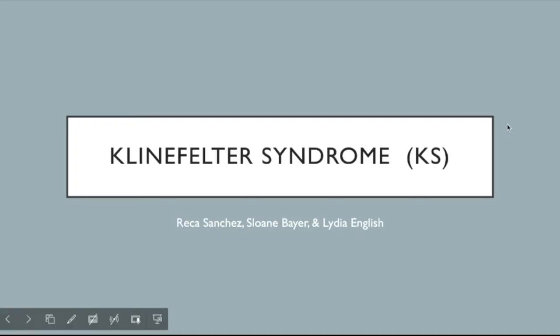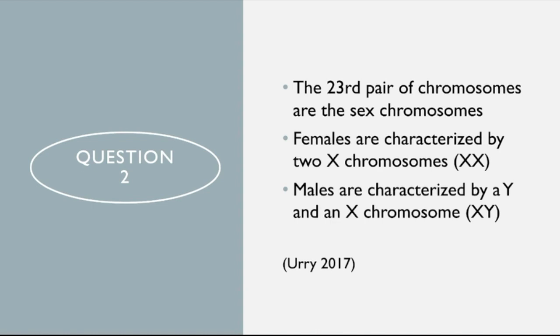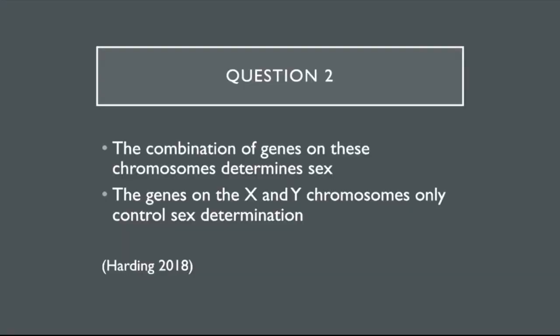So our group had Klinefelter syndrome, and I started at question 2, which asks how chromosomes determine sex in humans. The sex chromosomes, or pair 23, are the chromosomes that determine the sex of humans. Females have 2 X chromosomes, one from each parent. Males, however, receive an X chromosome from their mother and a Y chromosome from their father. Unlike the other chromosomes found in cells, the Y and X chromosomes control only sex-determinate genes.